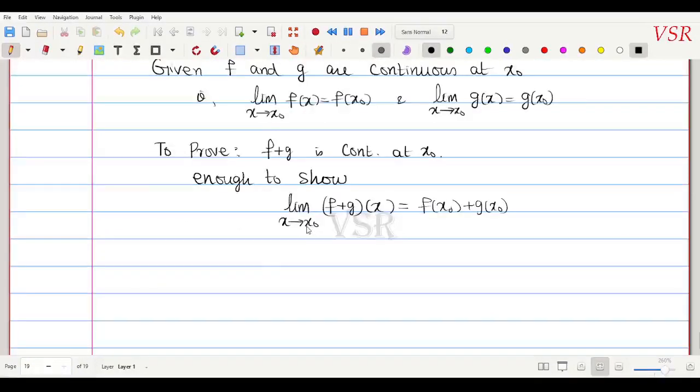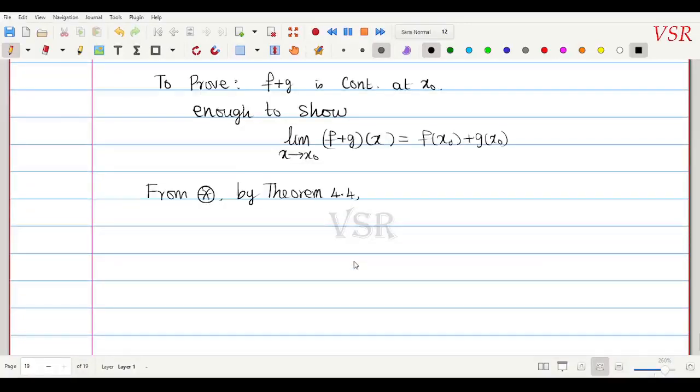Okay, we know that, since this is star, from star, by theorem 4.4, you can refer to that. So by Theorem 4.4 we have limit x tending to x naught of f of x plus g of x, which is equal to f at x naught plus g at x naught.